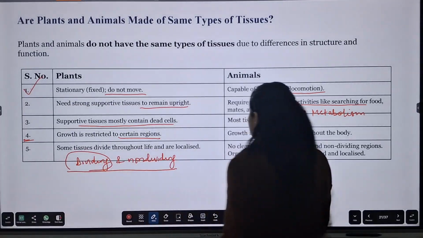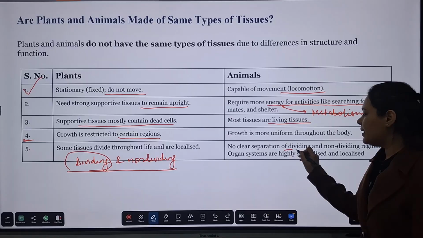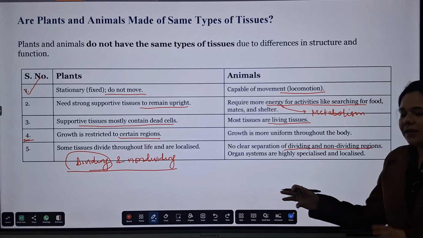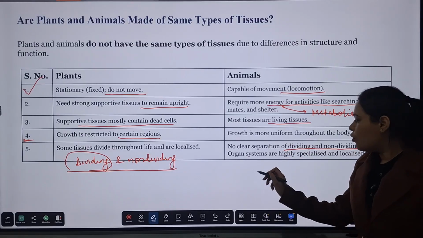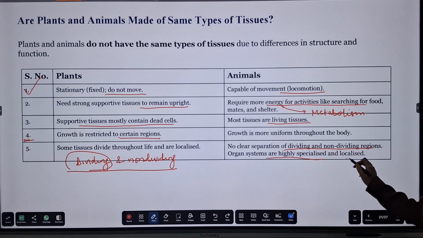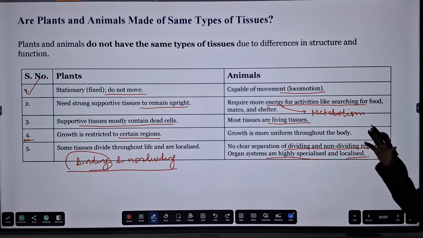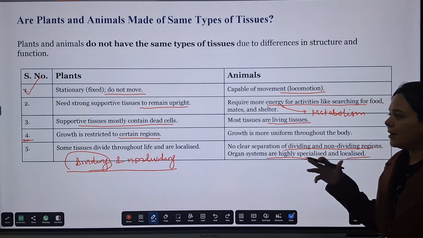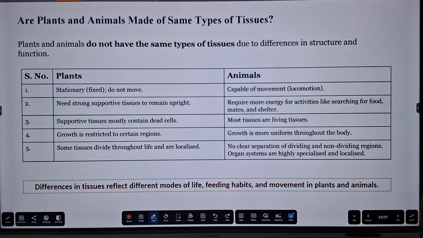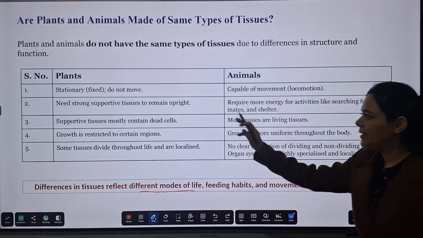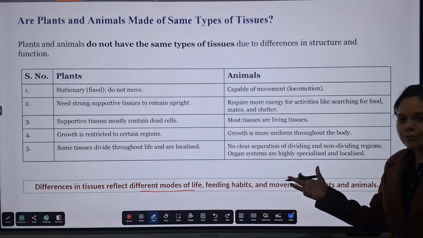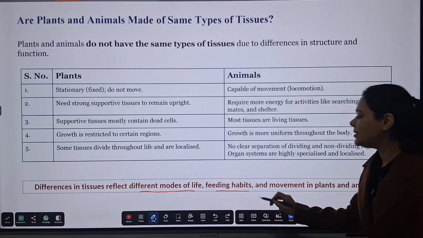Now let's see the case of animals. They do not have clear separation of dividing and non-dividing regions, and they grow uniformly because of it. Organ systems are specialized and localized. So as you can see, plants and animals have different structure, different functions, or you can say they have different modes of life. One is sedentary, other shows a lot of locomotion. They have different feeding habits as well.